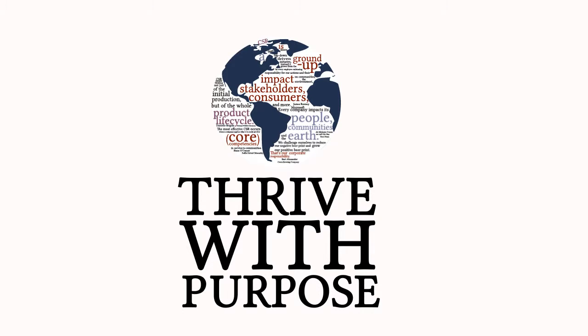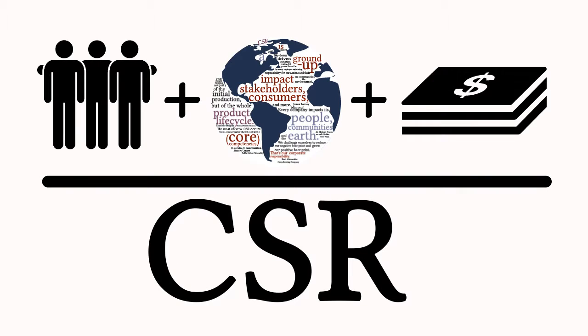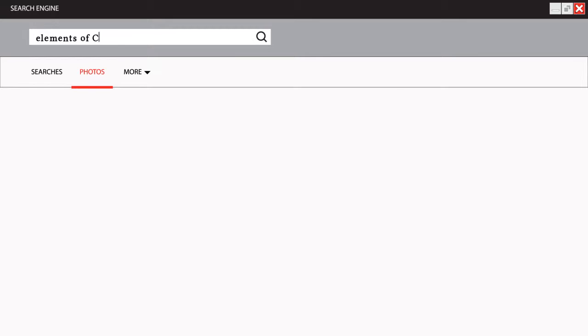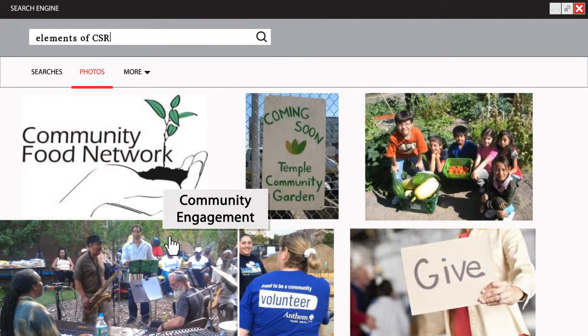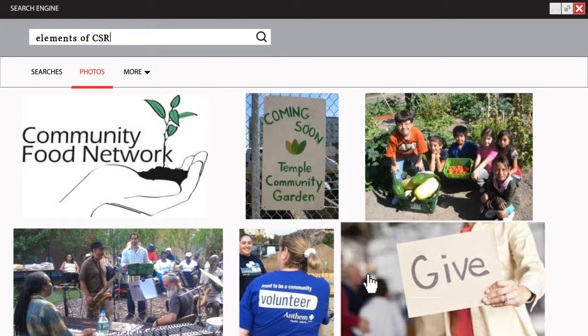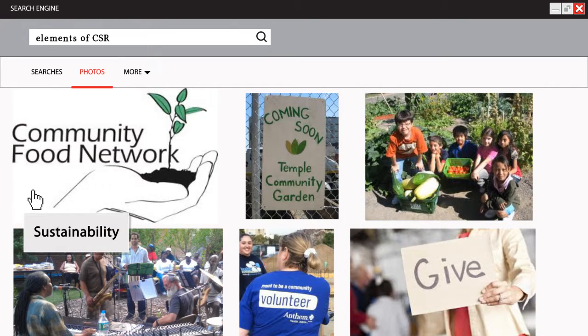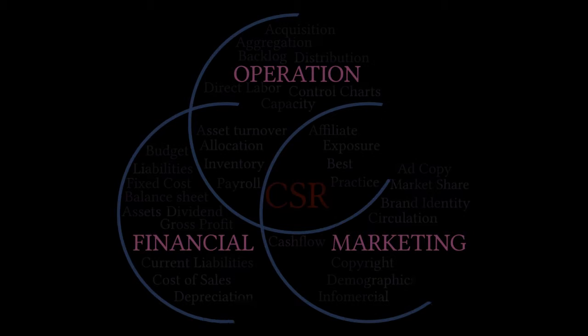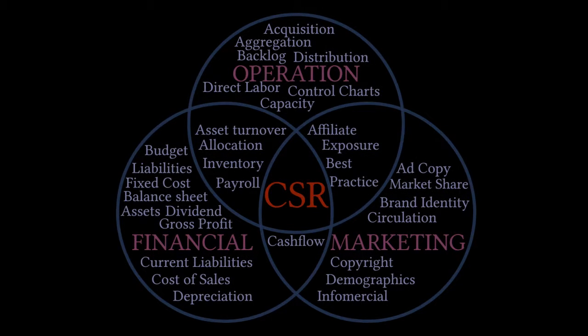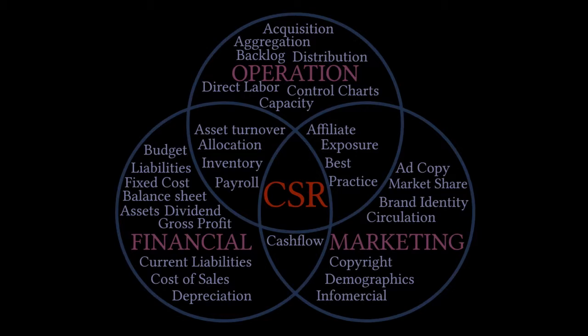It is about ensuring day-to-day operations provide a positive contribution to people, the planet, and prosperity. Elements of CSR include volunteerism, cause marketing, community engagement, diversity, philanthropy, sustainability. CSR is not an add-on to how business is run. It is the core of how business does business and should be integrated into every aspect of the organization.